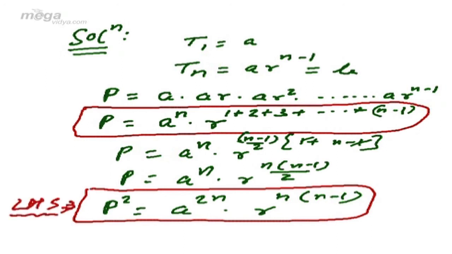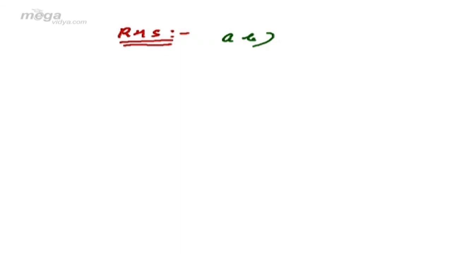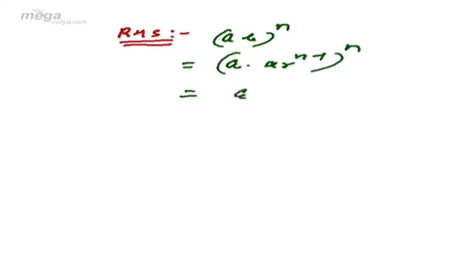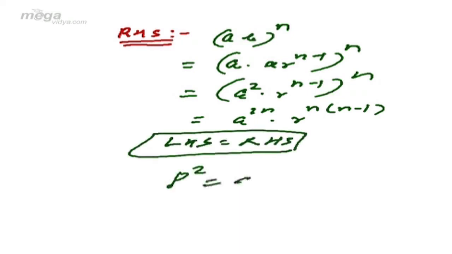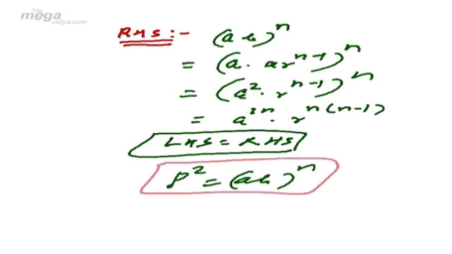But in the RHS, it is given (AB) to the power n. It means A is the first term and B is AR to the power n minus 1, so the whole to the power n becomes A square R to the power n minus 1, to the power n, that is A to the power 2n and R to the power n into n minus 1. This is the RHS and it is equal to the LHS. It means P square is equal to (AB) to the power n, which is the solution of this question.